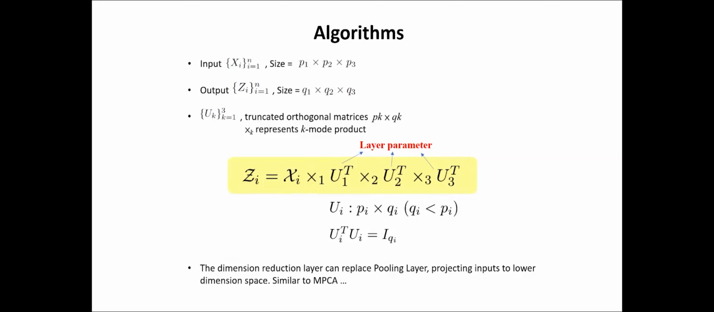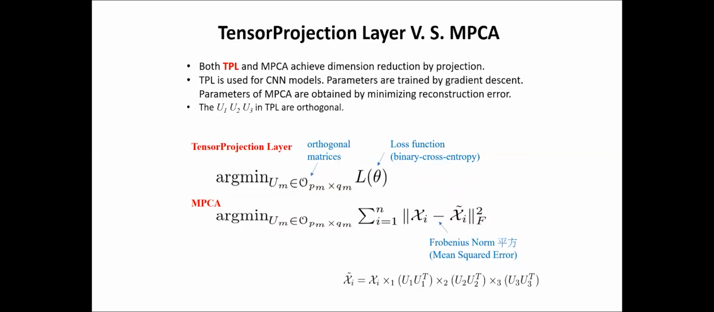So this slide shows the algorithm of the tensor projection layer. There is the input, say xi, and the output zi, and then there is the UK, the truncated orthogonal matrix. That is what we are trying to obtain. These slides are just showing that statistics can play a role in developing these models and layers to make them more efficient. Some people may say that the tensor projection layer sounds similar to multilinear PCA, so here is just a brief comparison between these two methods.